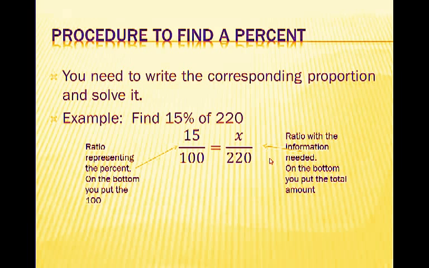As I said, the number that comes directly after the word of is 220. You can use the cross product. As I said, 15 times 220 over 100. Here is the cross product, and the answer here would be 33. So 15% of 220 would be 33.